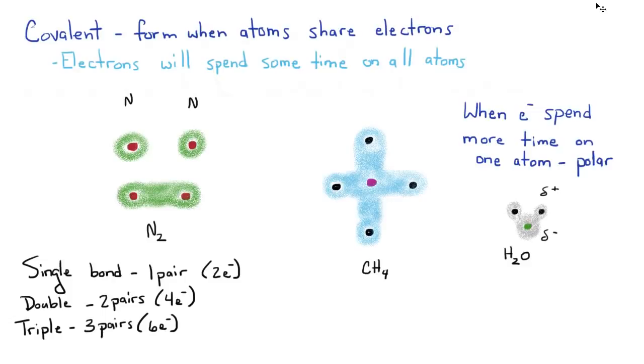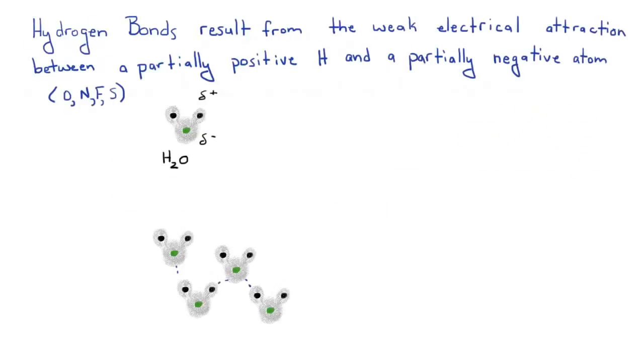And the last thing I'm going to talk about in this video, because it's already 13 minutes long, is hydrogen bonds. These result from the weak electrical attraction between a partially positive hydrogen atom and a partially negative atom. The ones you need to remember are oxygen, nitrogen, and sulfur. Those are the big ones in organic systems, living systems.